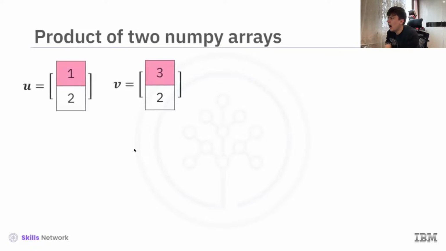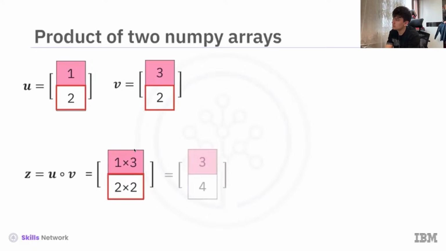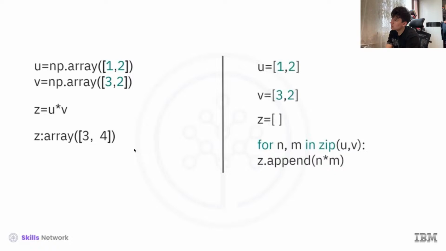Consider the following two vectors, u and v. The Hadamard product of u and v is a new vector z. The first component of z is the product of the first element of u and v. Similarly, the second component is the product of the second element of u and v. The resultant vector consists of the entry-wise product of u and v. We can also perform Hadamard product with one line of code in numpy. It would require multiple lines to perform Hadamard product on two lists as shown on the right side of the screen.